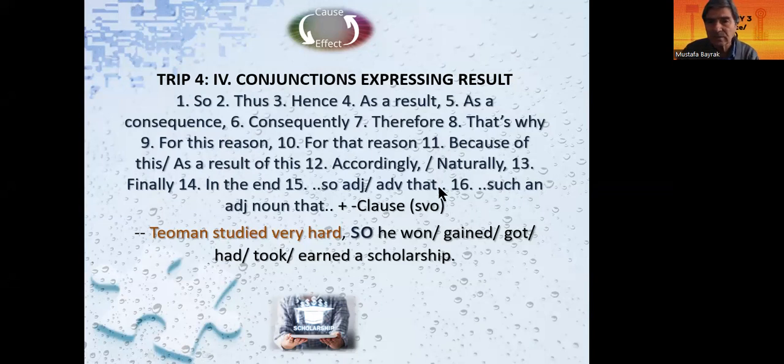Okay, or with that guy, you know them very well. Such an adjective or adverb that, such an adjective, noun that. Teoman is so hardworking that he won a scholarship, or Teoman studied so hardworkingly that he won a scholarship. With the 16th one, Teoman was such a hardworking student that he won a scholarship. Okay, I think it's clear.